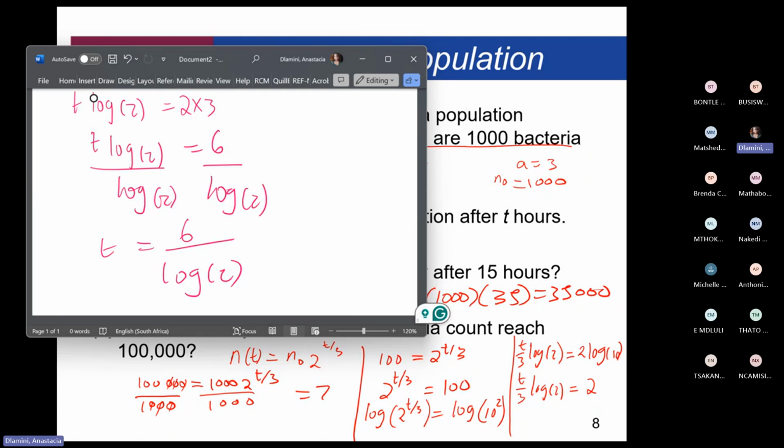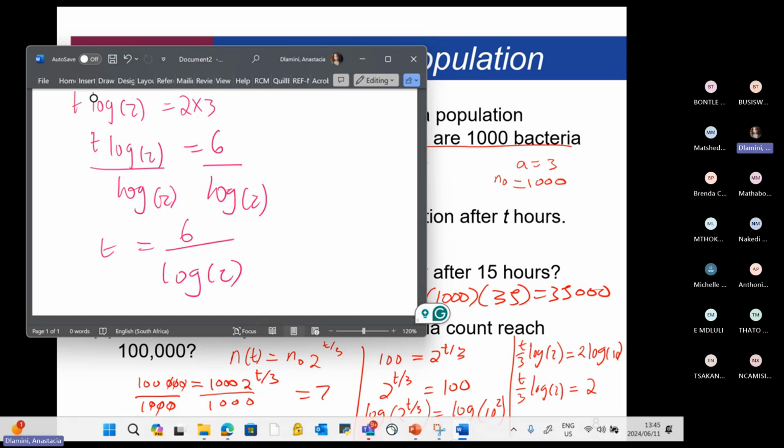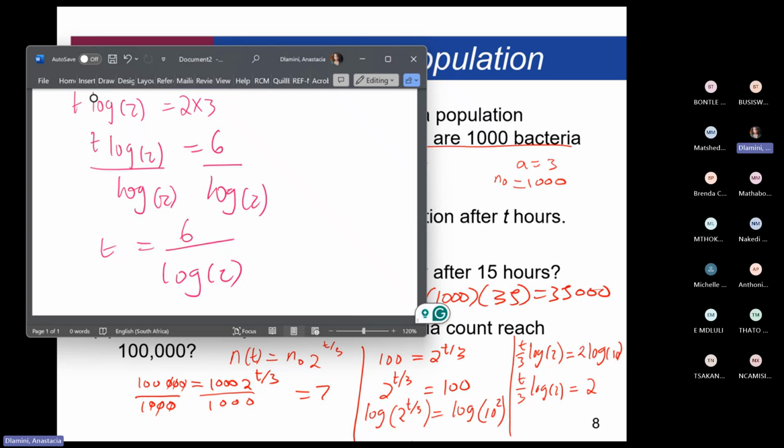You can use the calculator for now, but in the exam, you can leave it like that. Anyone who didn't understand this part, guys? Where? Hello? Guys, am I talking to myself?